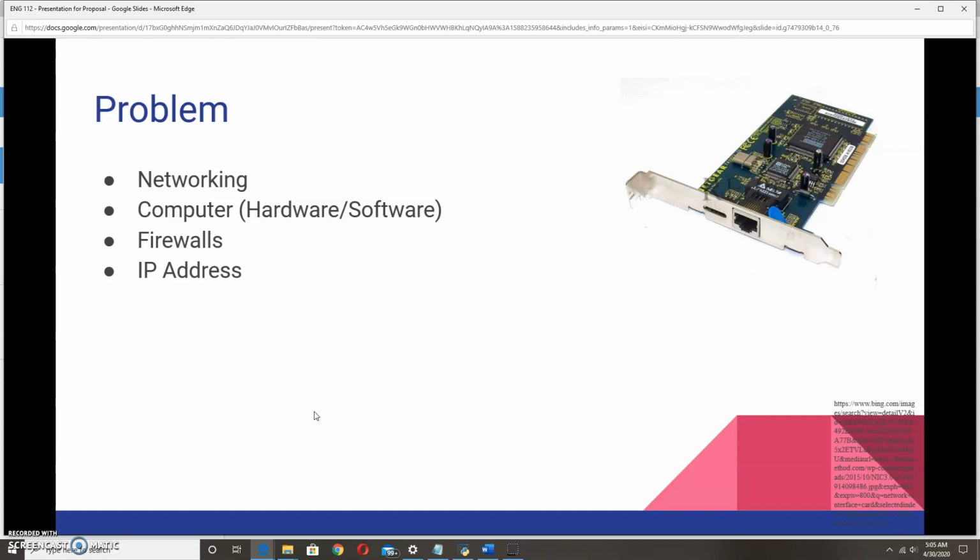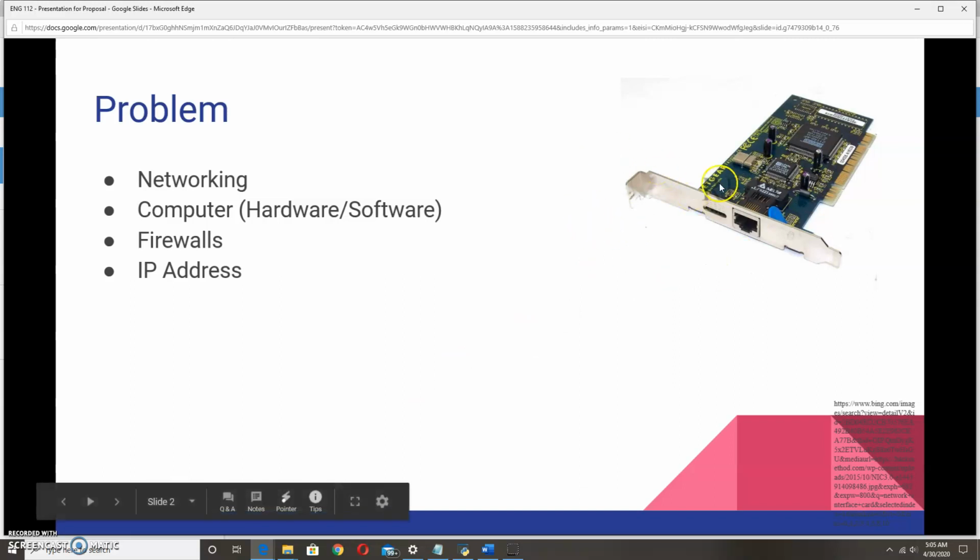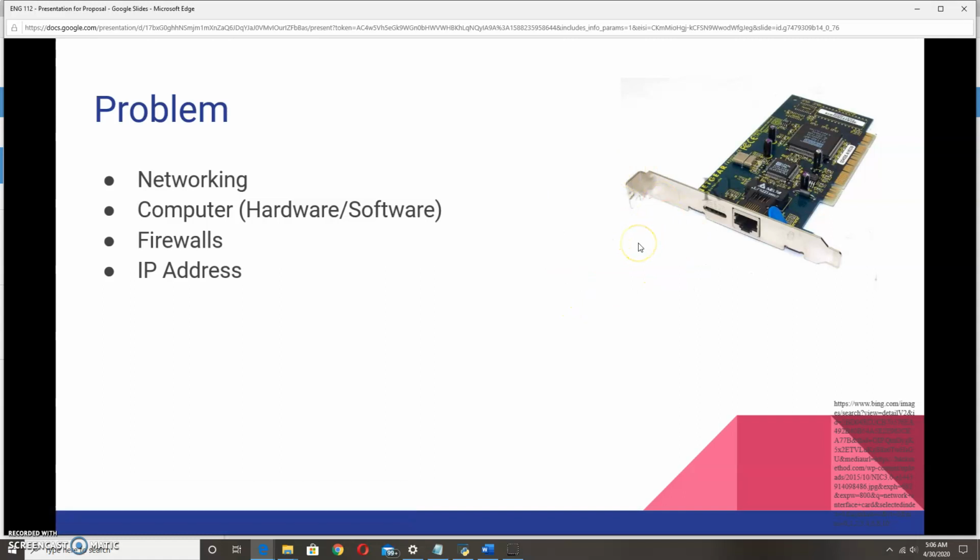IP address. IP address exhaustion. If an IP address begins with 169.x.x.x, it means no IP address was available from the Dynamic Host Configuration Protocol server. DHCP for Dynamic Host Configuration Protocol. The picture I have here is a network interface card. For anyone who doesn't know what it looks like, that is what one looks like.